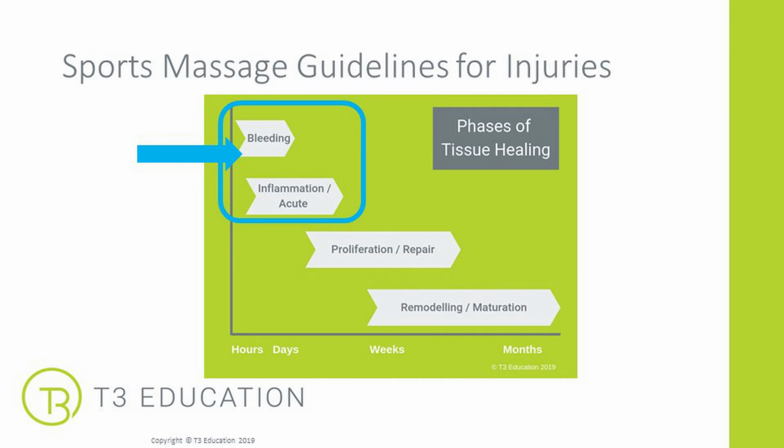Let's look at sports massage guidelines for general injuries within the phases of tissue healing. So within the bleeding, the inflammation or the acute phase, that's a phase where the menisci injury may have just happened, the bursitis may have also just happened, or there's that inflammatory response around that bursa. Or in terms of back pain, it may be that there is an acute episode of back pain and they've just been recently diagnosed with what may be happening.